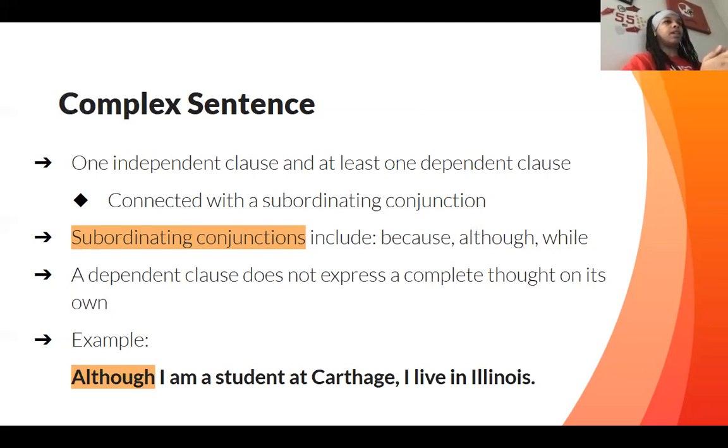If you said that out loud, it's although I am a Carthage College student, and then what? What about being a Carthage College student? That's why it cannot stand as a sentence on its own. But I am a Carthage College student is its own sentence. You just can't have the subordinating conjunction although.